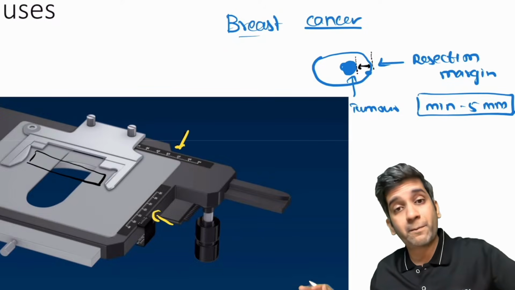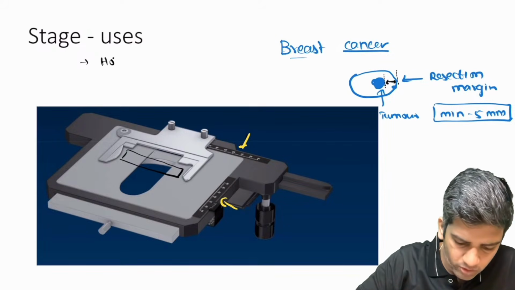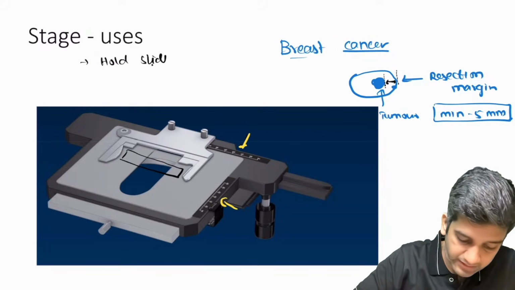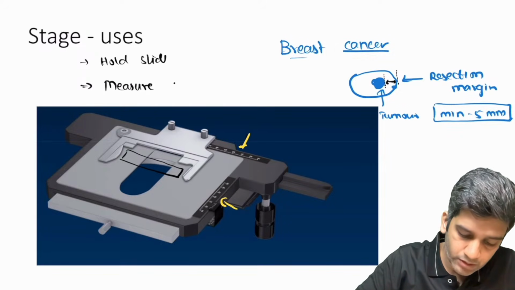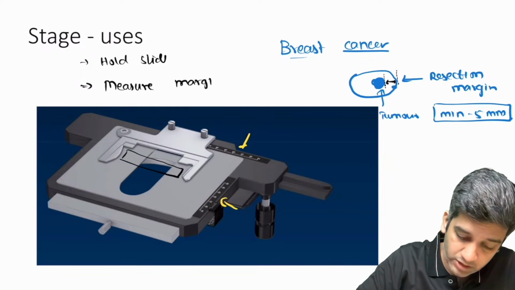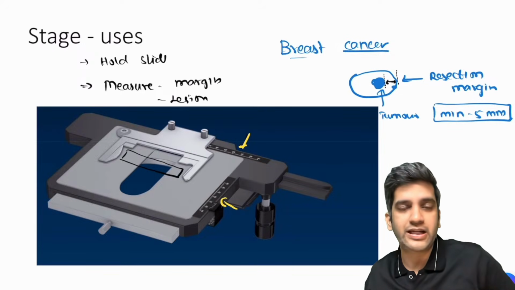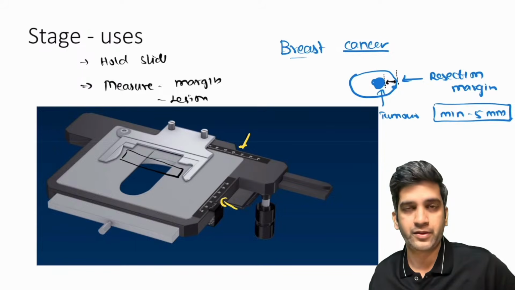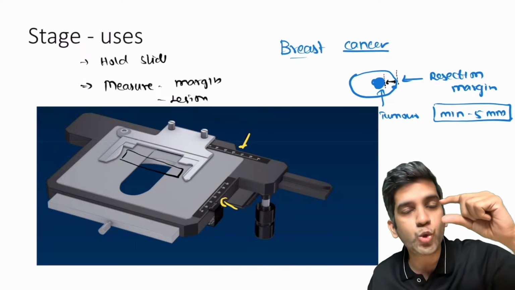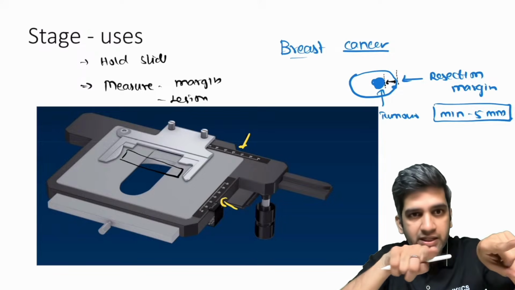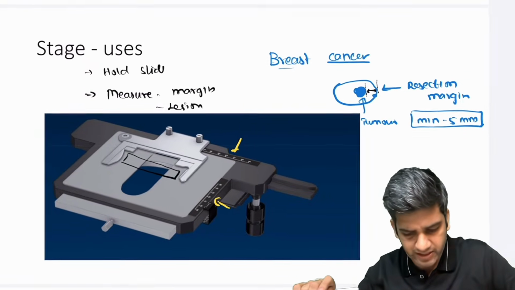Okay, so to measure that, I need the stage. The stage has two uses. One is obviously to hold the slide, right? The second thing and the most important thing is to measure the margins. That is important. Sometimes even the lesion. When you go to the cancer chapter, we'll read about something called grading. Grading means I'll tell you our tumor is 2 centimeter big. How do I exactly measure? I mark them on the slide using the scales. I can measure them, right? That's the job here, right? I have two jobs for the slide stage, right?